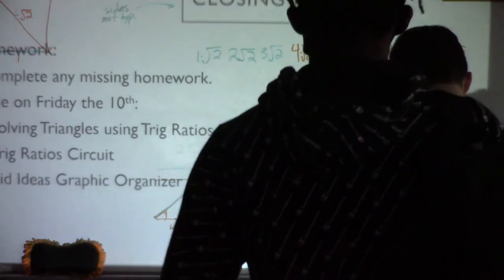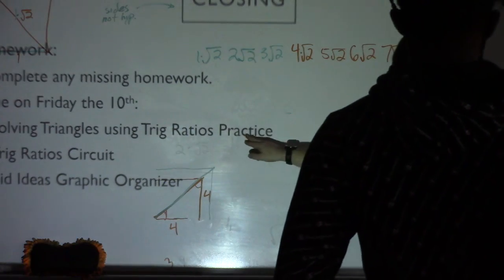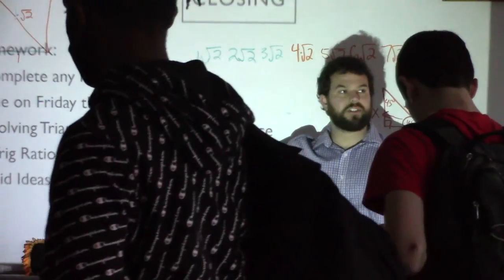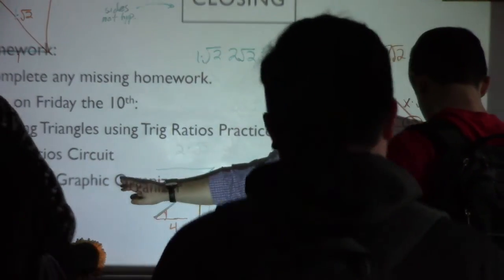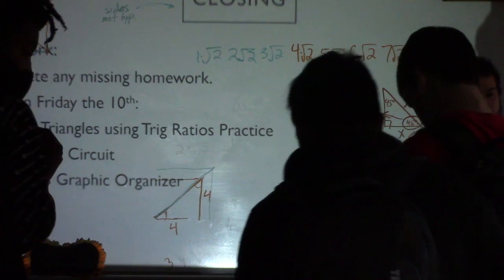The white sheet we worked on at the beginning of class, that's this. Grab the understanding check. This is the blue trig ratio circuit. And your big idea is the graphic organizer.